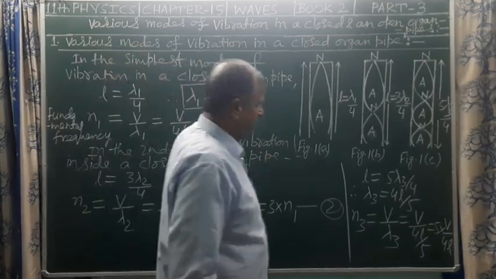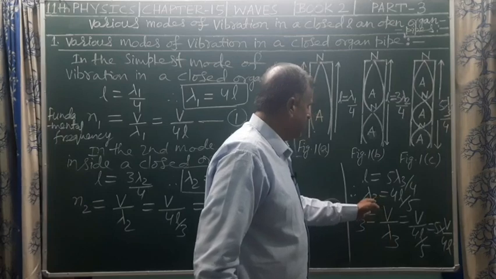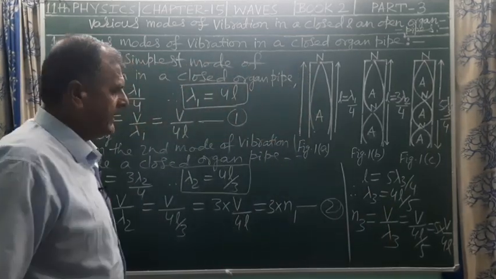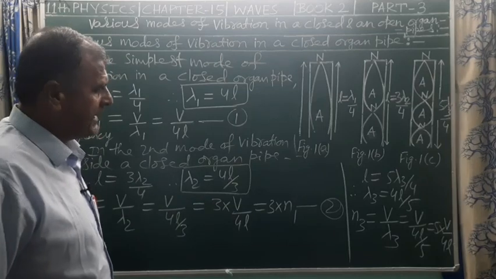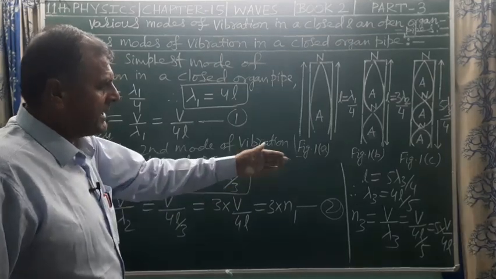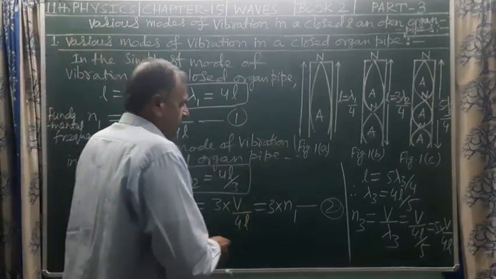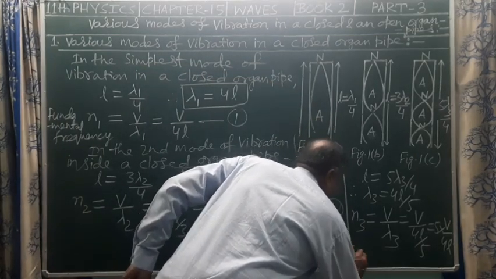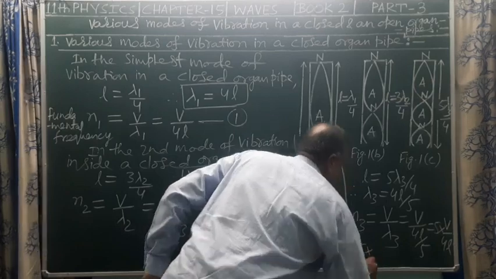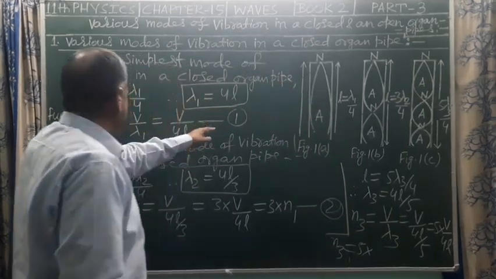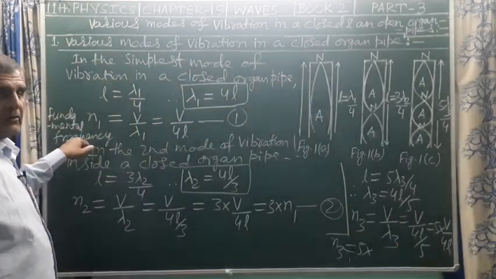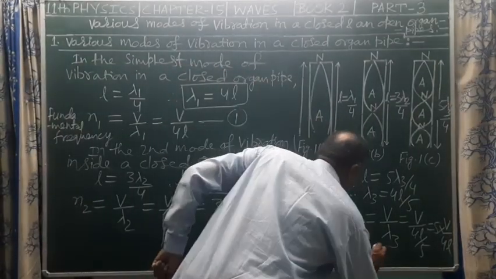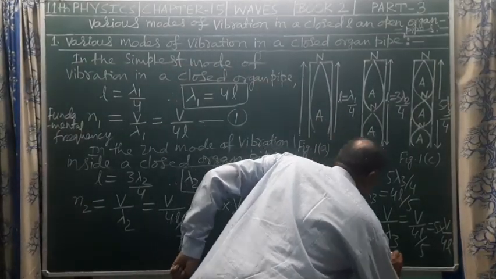So N3 is equal to V by lambda 3, and lambda 3 we have obtained as 4L by 5, so N3 is equal to V upon 4L by 5, that is 5 multiplied by V by 4L. Therefore N3 equals 5 into V by 4L, which is N1, the fundamental frequency or first harmonic, from equation number 1. So N3 is equal to 5N1, and it is equation number 3.